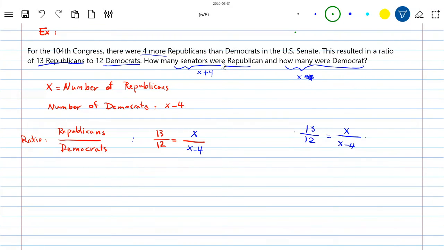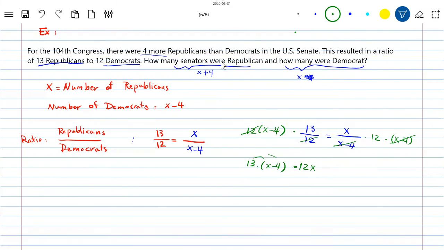You can always get rid of the denominator. What you multiply by is the common denominator. I will multiply by 12. This way I will get rid of this 12 in the denominator. And I will multiply by X minus 4 to get rid of this X minus 4. But whatever you do on one side of the equality, again, you should do exactly on the other. If I do this multiplication, 12 and 12 will cancel out, X minus 4 and X minus 4 will cancel. So what do we have? We have 13 times X minus 4 on the left side and 12 times X on the right side.